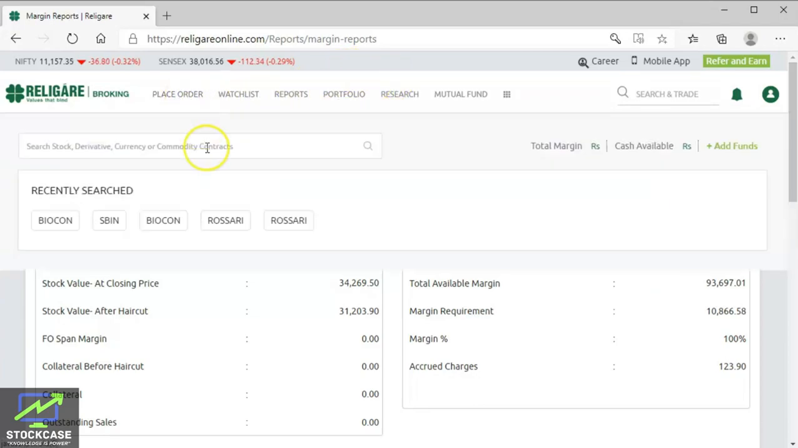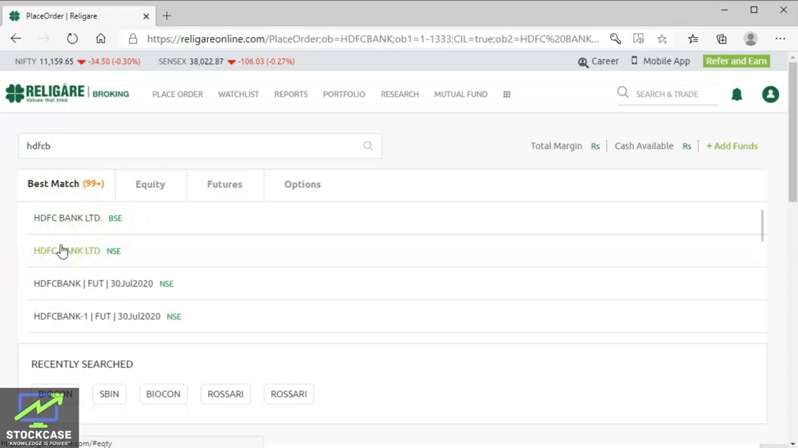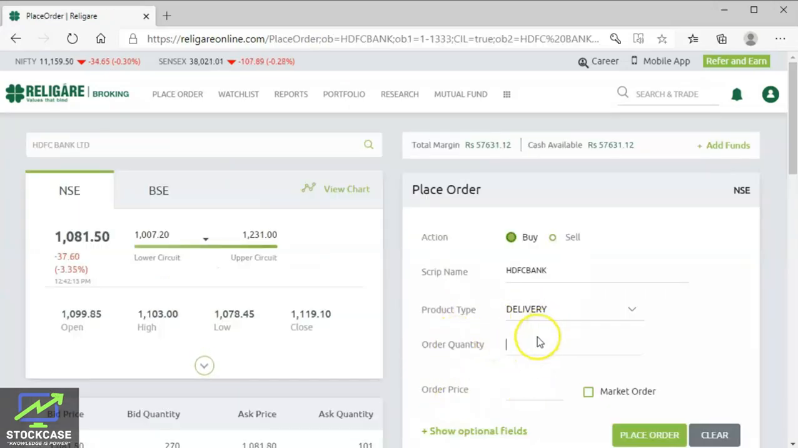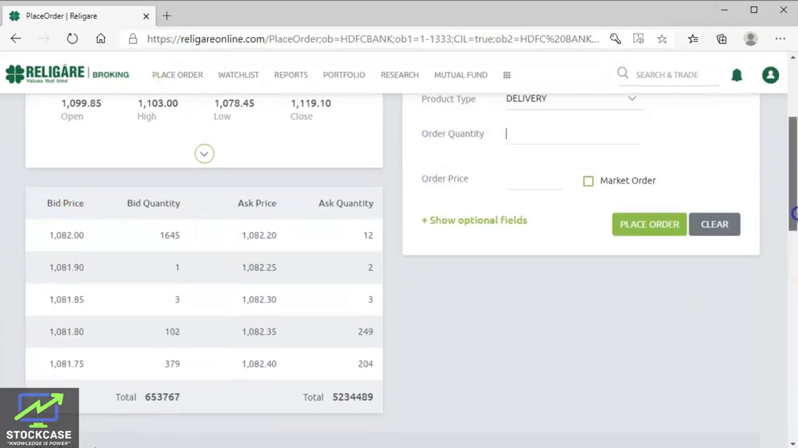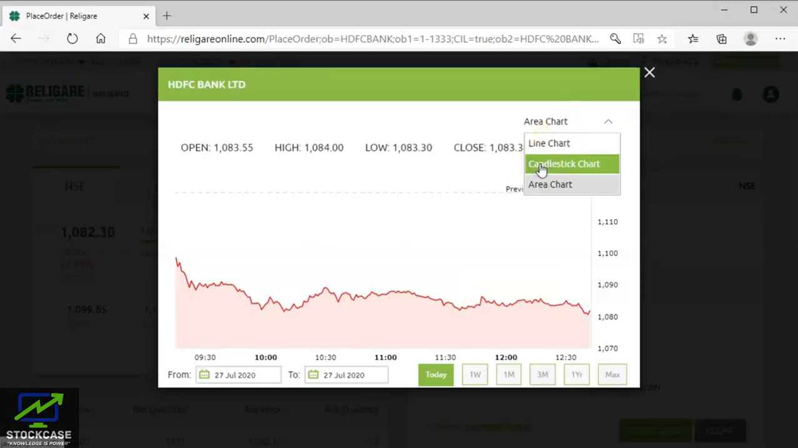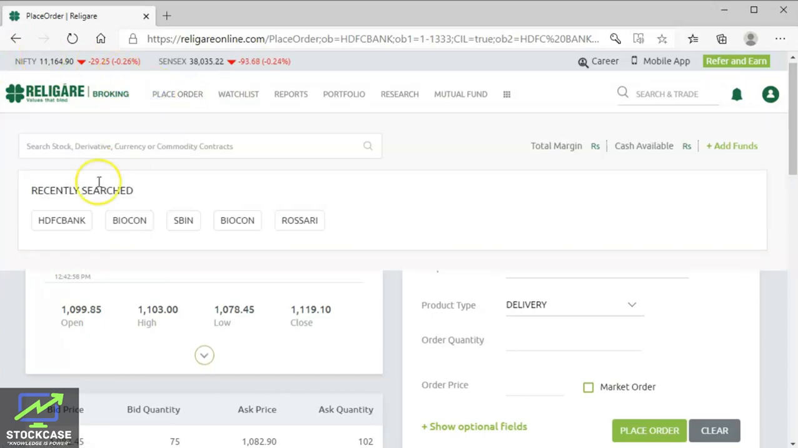To place new orders, click on place orders to find a particular stock and place your order. Here you can also choose from the recently searched stocks. We will just type HDFC. Select your preferred exchange, NSE or BSE. I prefer NSE because of liquidity. Once you click on the stock, the order window pops up with all the information related to the stock. You can also view charts right from here. Select the type of chart which you prefer. Fill up the order details and place the order.